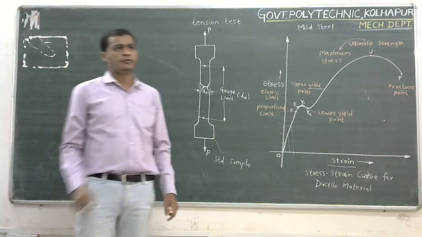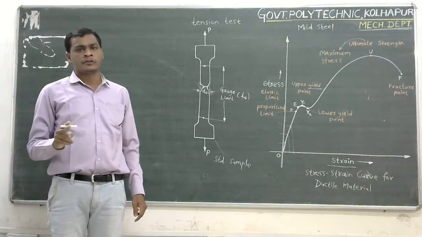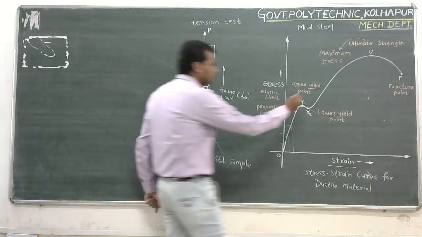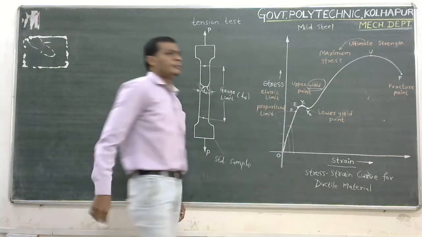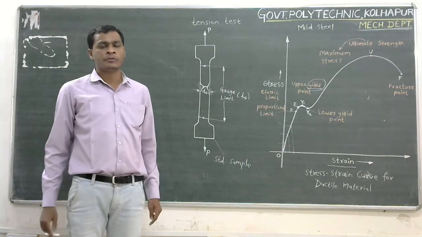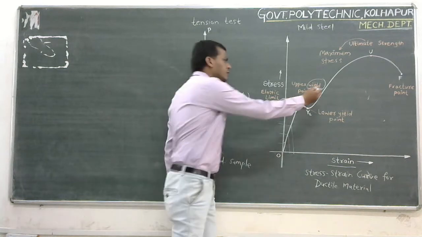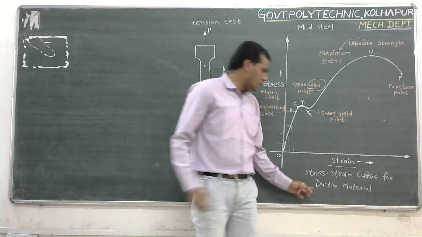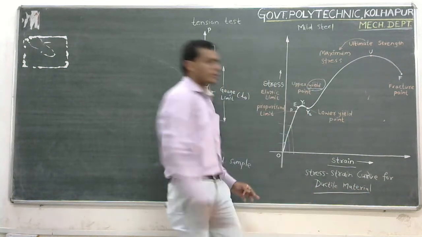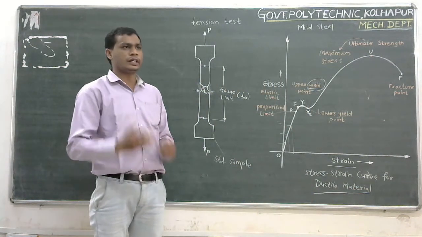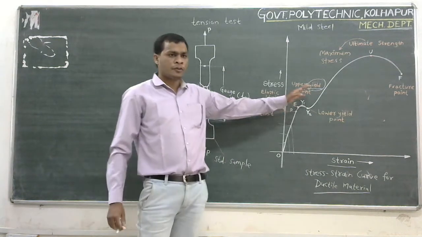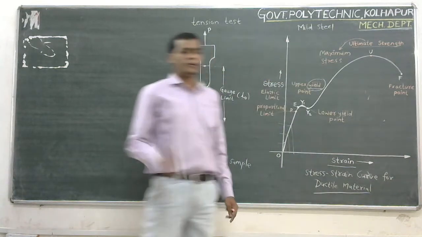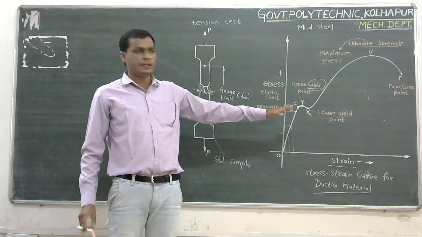From a design point of view, we have to consider 2 points in this curve very deeply. The first point is the yield point, because all the designs we are going to study are concentrated on the yield point. This is the basic criterion. Yield strength for ductile material. For ductile material, the stress that we are going to consider while designing is the yield stress. And for brittle material, we are going to consider the ultimate stress. So you have to consider these 2 points very deeply.